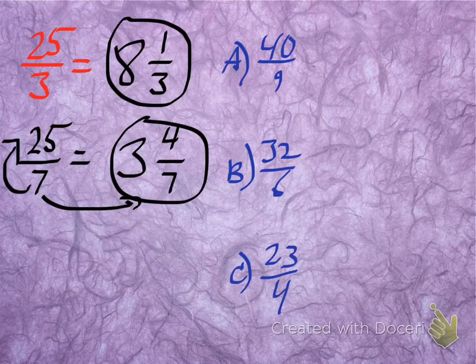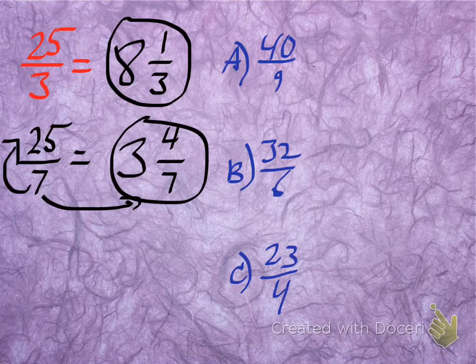Okay, so go ahead and pause the video for a moment and just quickly take each of these improper fractions and divide them and change them into a mixed number. And as soon as you've done that, go ahead and press play and you can continue with the video. Okay, so pause the video now.